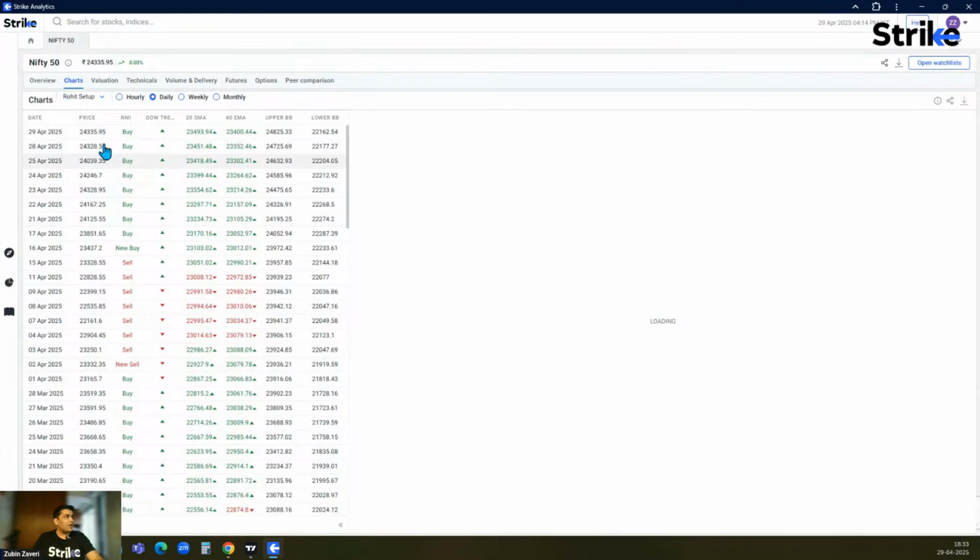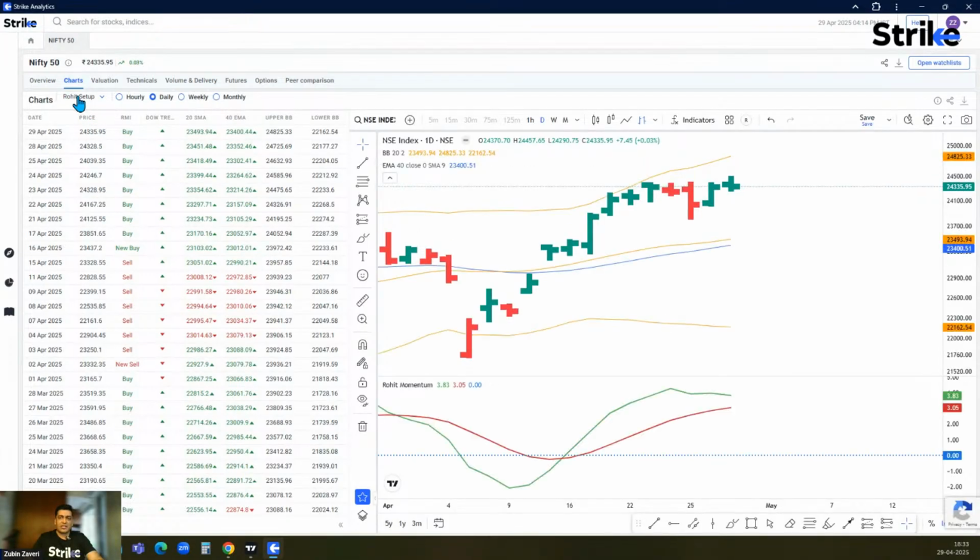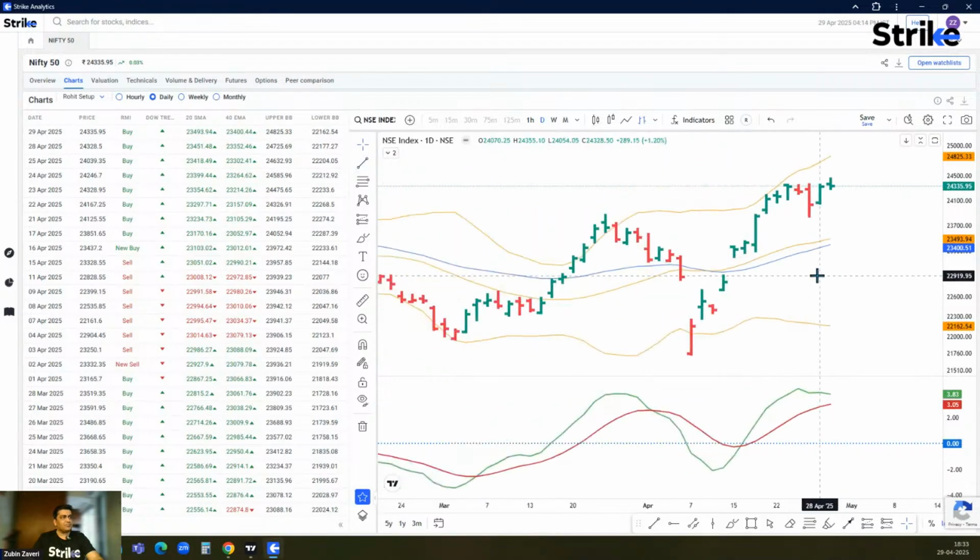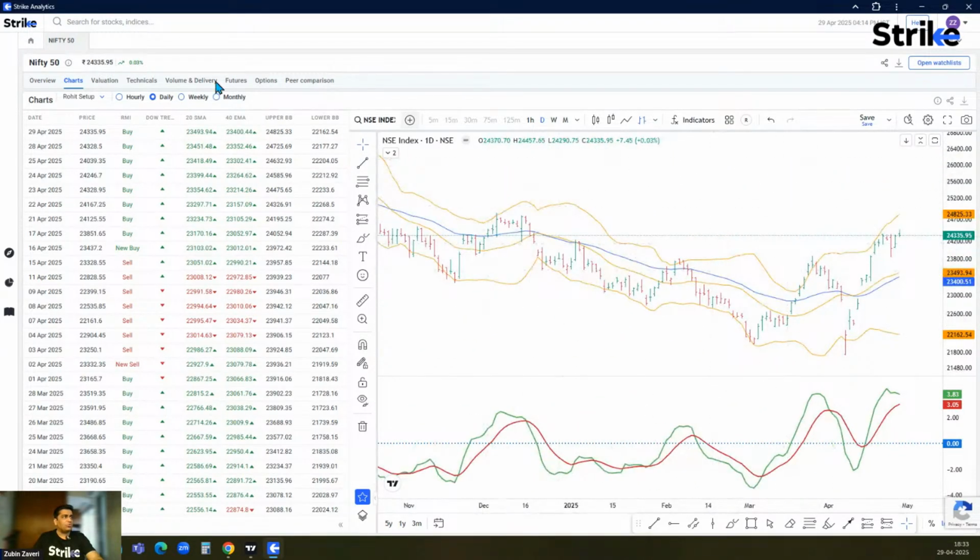All right. By default, there will be something called Rohit setup. And in this Rohit setup, we have a few things. These are the details in tabular format, and on the right hand side you can see the graphical format. So what do we have? We have the date, we have the price. It's a daily time frame chart over here. So we have the price, the closing price, RMI, is it in a buy mode, new buy mode? So what is this, we'll discuss in a short while.